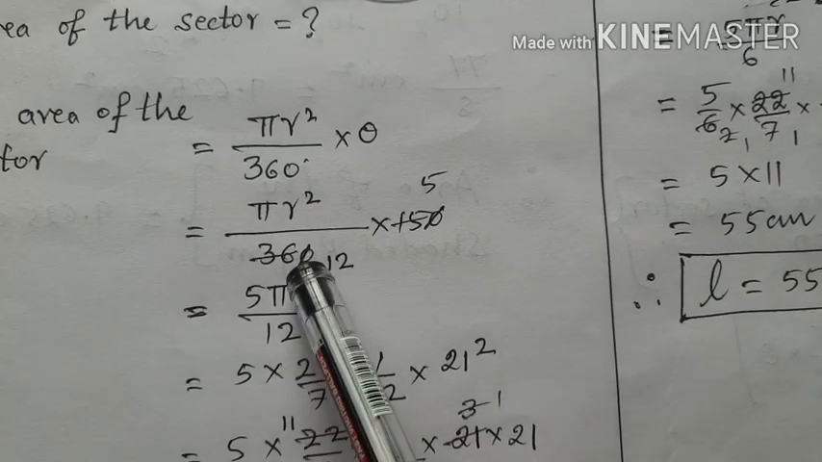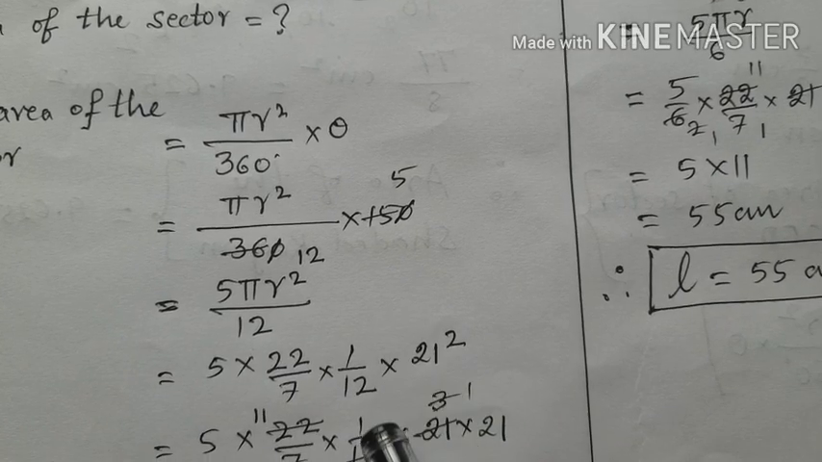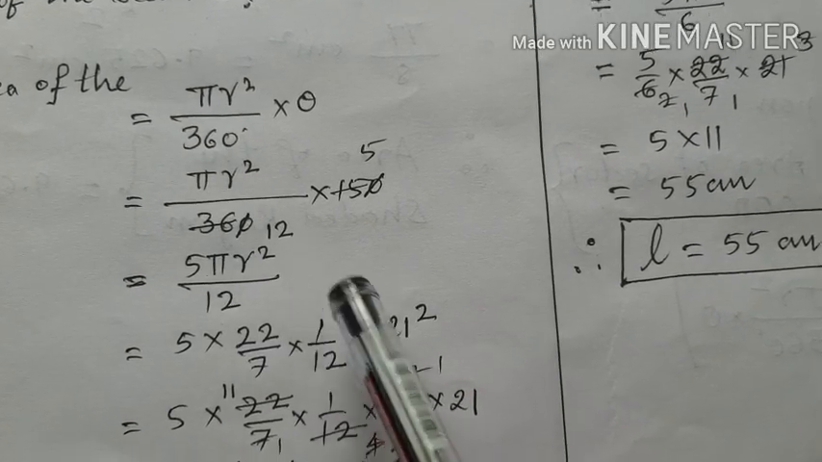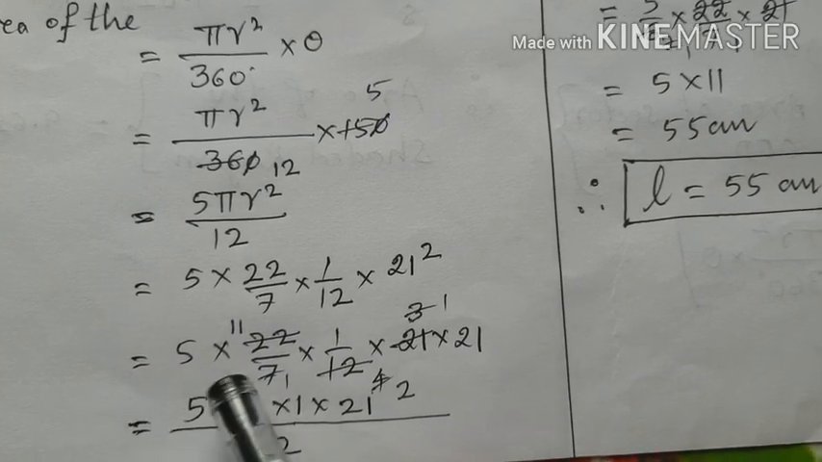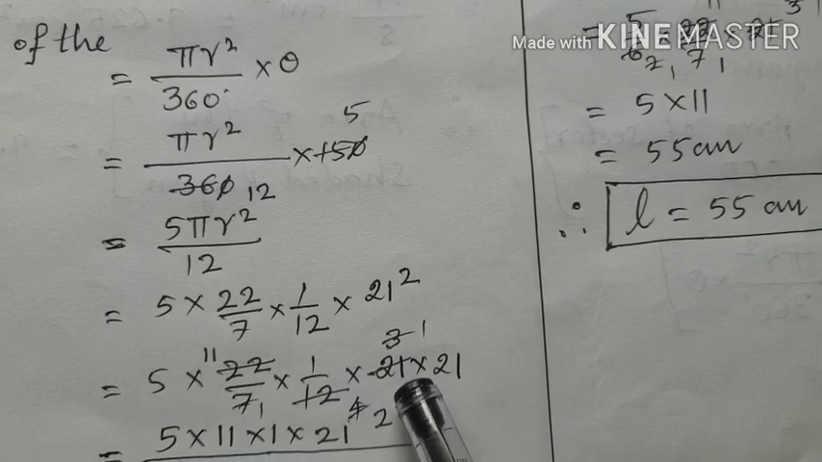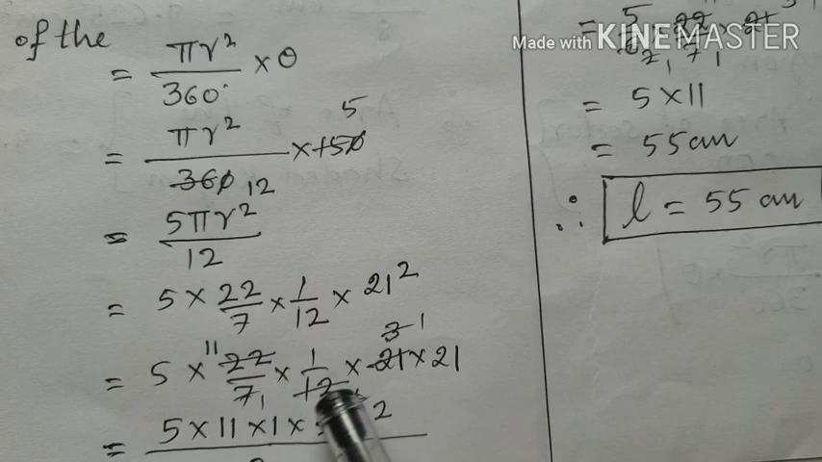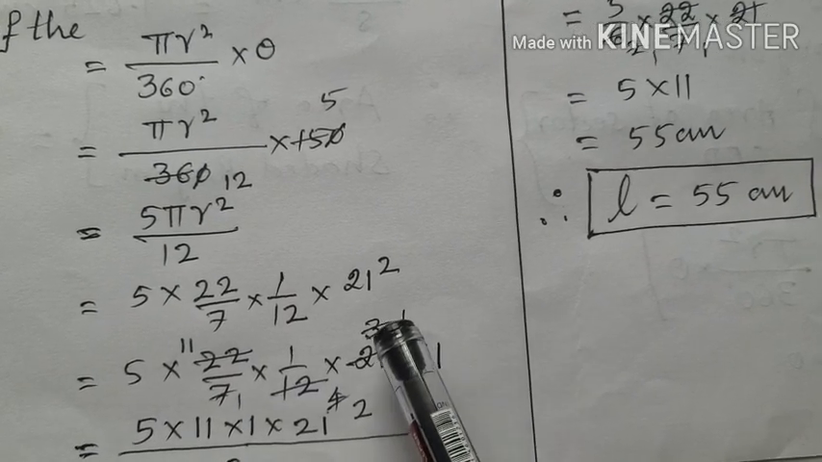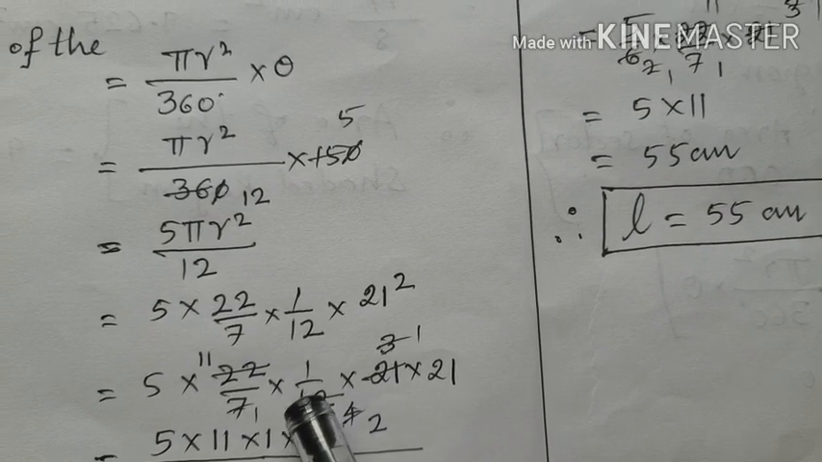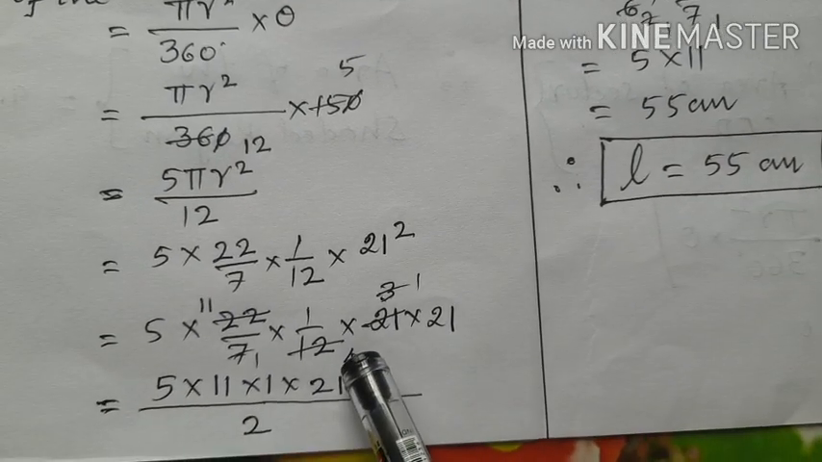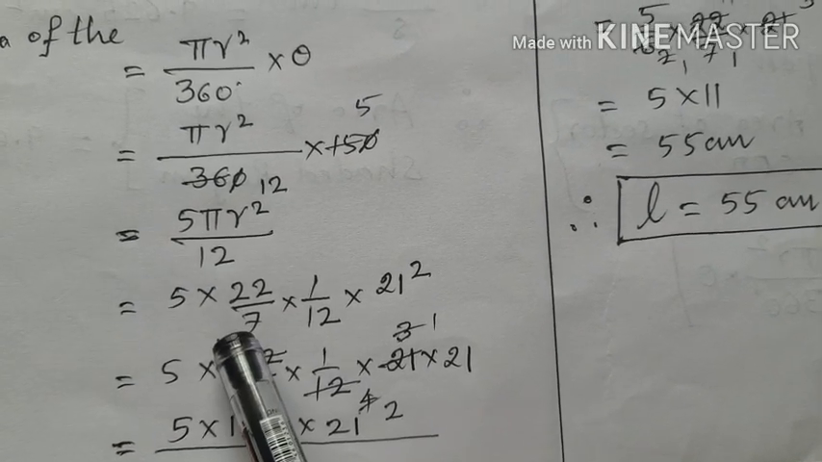So, π means 22 by 7. And this 12 comes down, it becomes 1 by 12, into the radius square, 21 centimeter square. So, 22 by 7 into 1 by 12 into 21 into 21. See here children, 7 ones are 7, 7 threes are 21, get cancelled. Then 3 ones are 3 and 3 fours are 12 will get cancelled. And then 2 twos are 4, 2 elevens are 22, get cancelled.